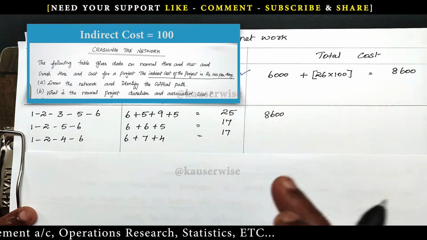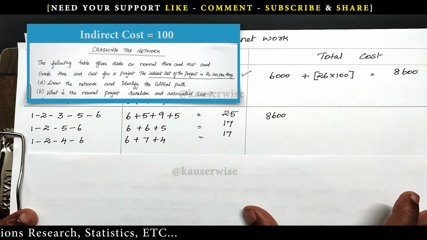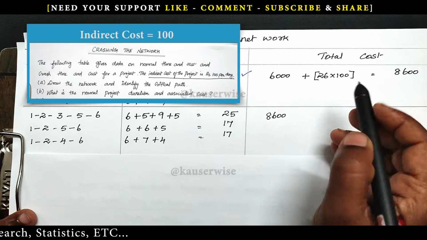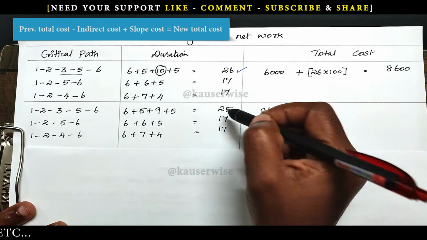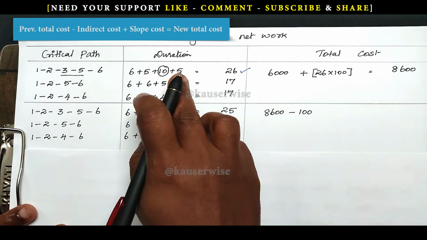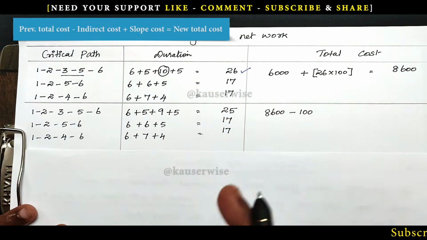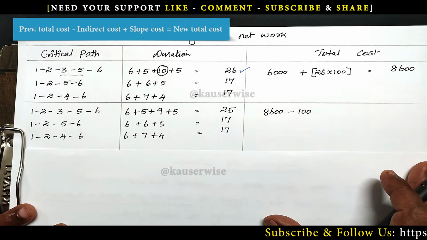So it will lead to decrease in indirect cost. According to this problem, indirect cost how much? 100 rupees, no. So that 100 rupees you have to subtract because it reduced from 26 to 25. So minus 100. Okay, so because of crashing, you have to incur extra expense. So how much extra expense? Just see the cost slope.